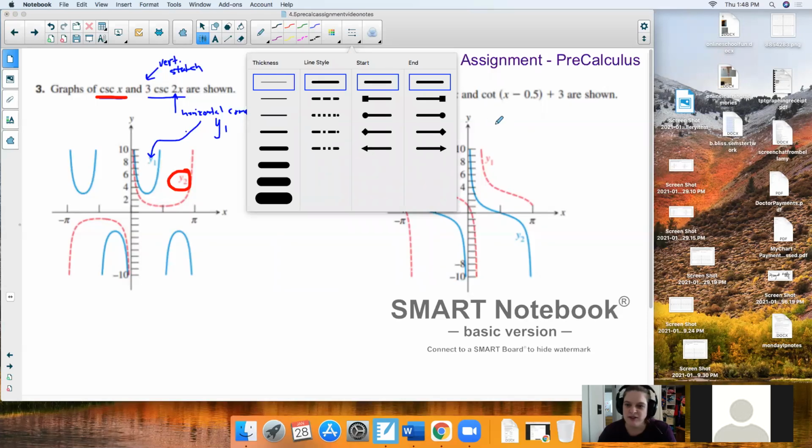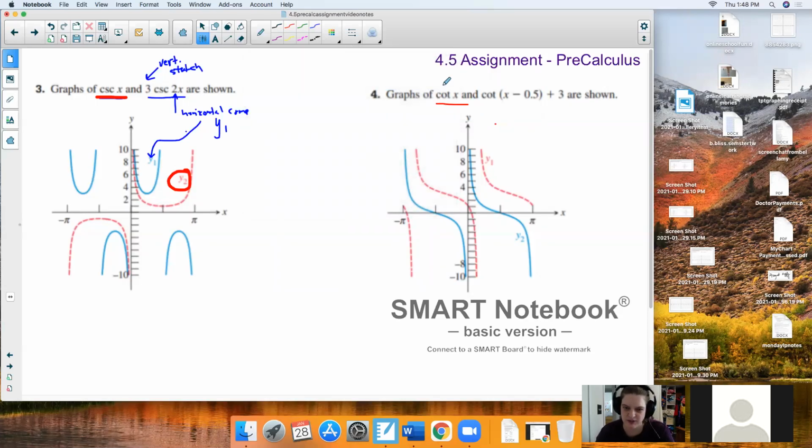Okay. So then we have cotangent, which is just regular. And then this one here, whoa, which moves it right a half. And this one, which moves it up 3. So right a half and up 3. Well, the only one that's not on 0 or on the axis is this one. So the red one must be y1, and the blue one must be cotangent of x.